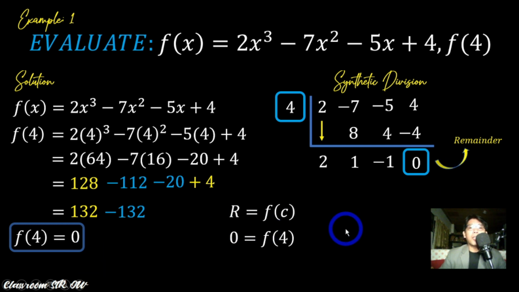Meaning to say, this is the basic concept of the remainder theorem. Your remainder in a synthetic division is just the equivalent of f of c, or whatever is the value of our x for that c.